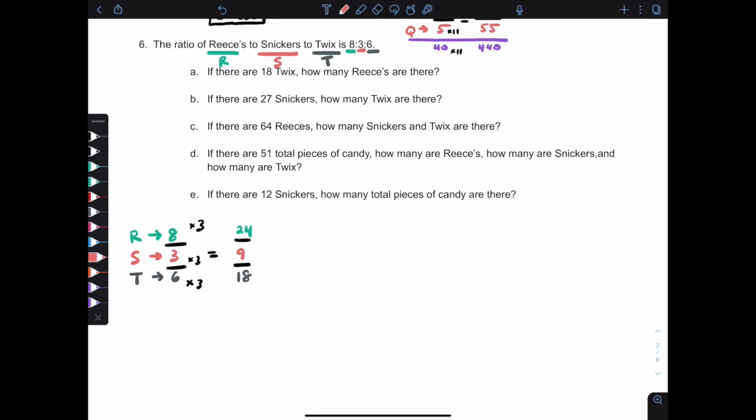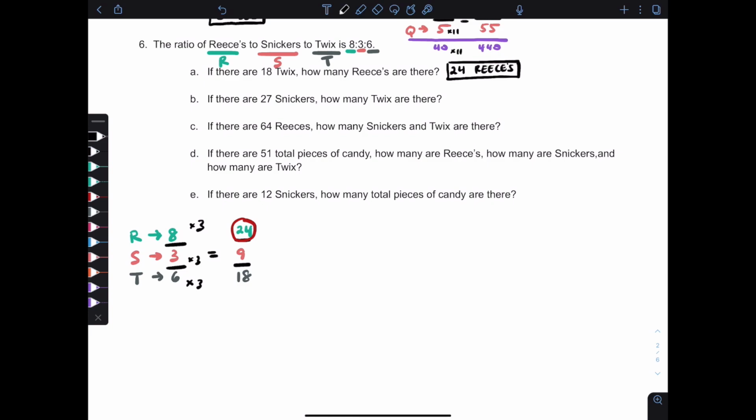We care about this one right here. It's 24, right? So how many Reese's would there be? You could say there would be 24 Reese's. Is that how you spell Reese's? I don't know. Sorry if I spelled it wrong. Besides the point, they're still yummy.